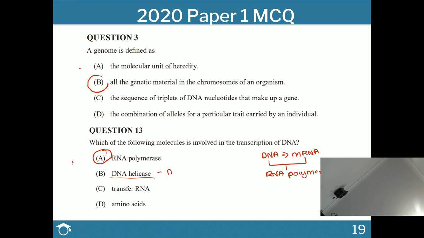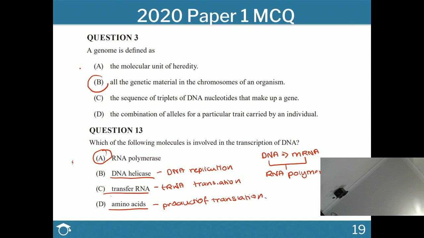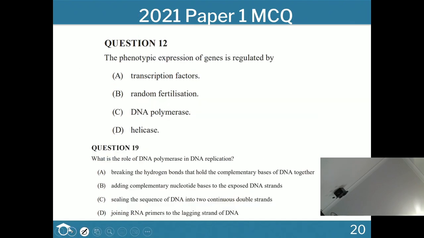DNA helicase is used in DNA replication. Transfer RNA, or tRNA, is used in the translation step of protein synthesis, so not transcription. And amino acids are a product of translation. So our obvious answer there is RNA polymerase.